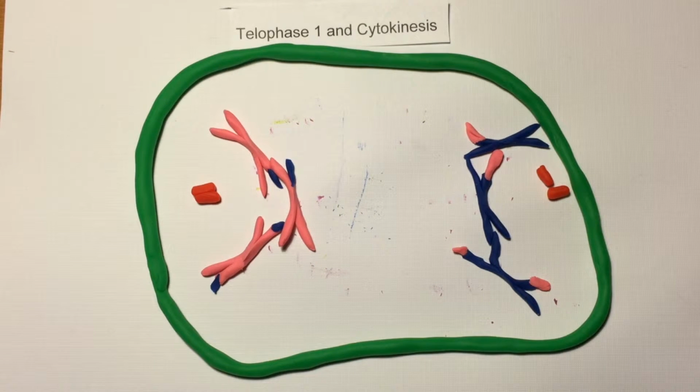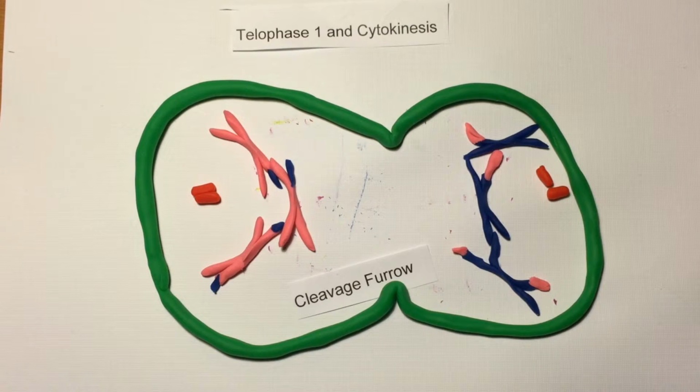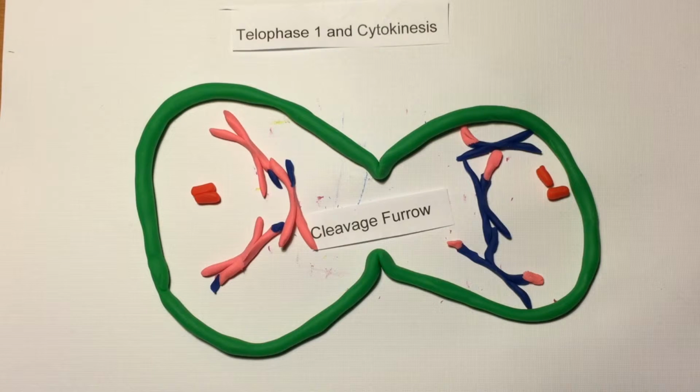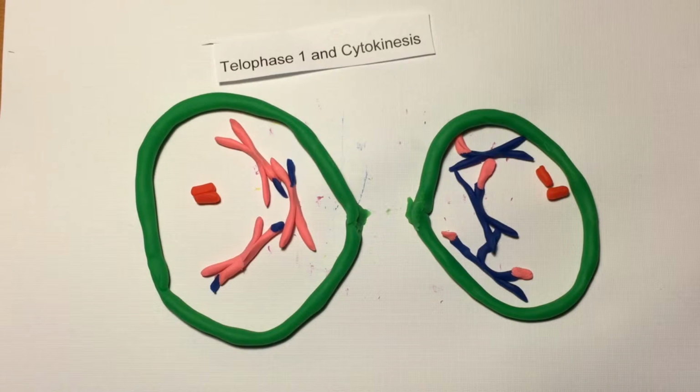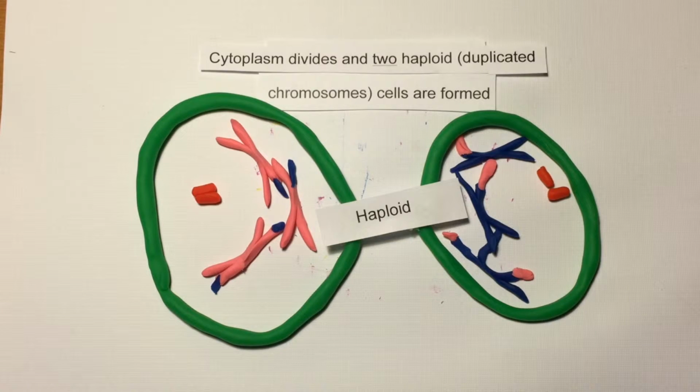Telophase I and cytokinesis. By the end of meiosis I, each half of the cell has accumulated a haploid genome, which is already duplicated. In some cells, the chromosomes decondense and a nucleus forms. A cleavage furrow forms in animal cells and two haploid cells are formed.